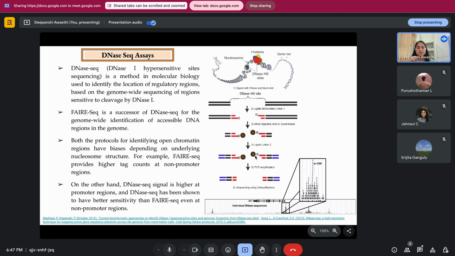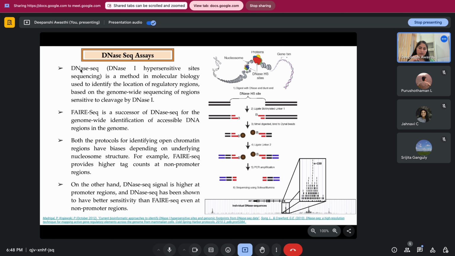This biotin is removed because you will provide the streptavidin and these beads. When you perform the amplification, they will be removed. So biotin will also be removed, and after PCR, multiple copies of this fragment will be produced, and ultimately you can go for the sequencing.